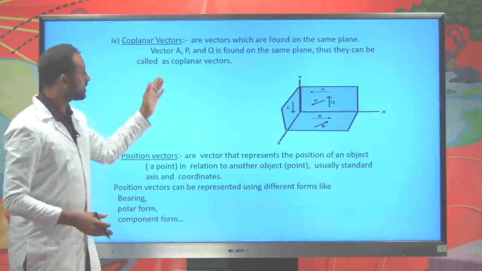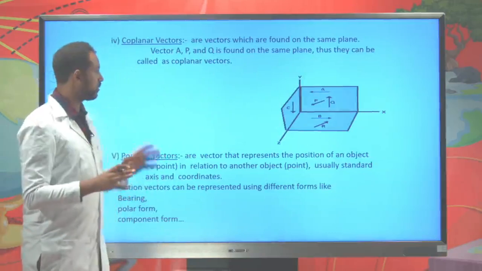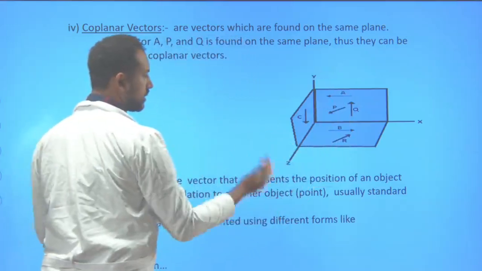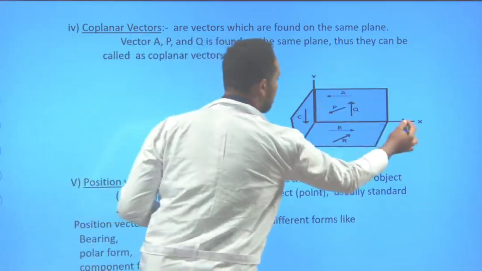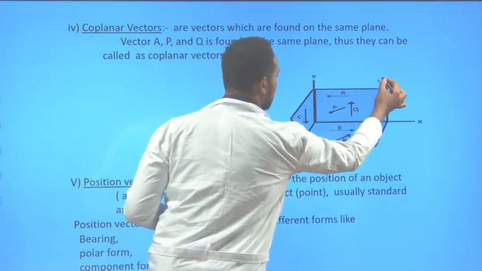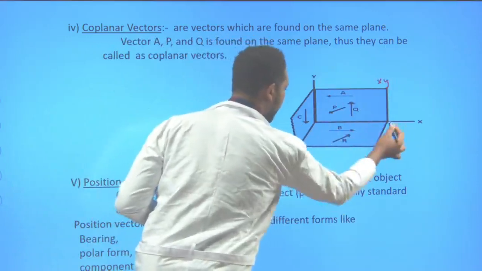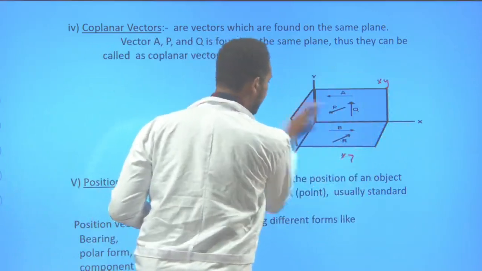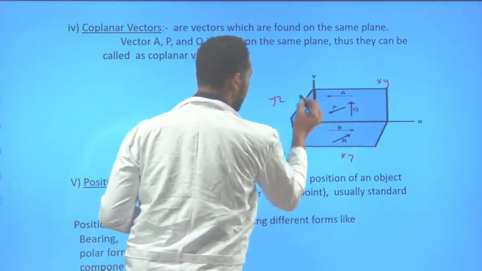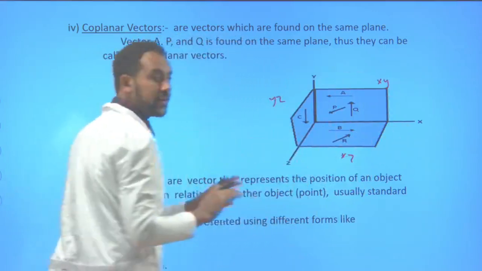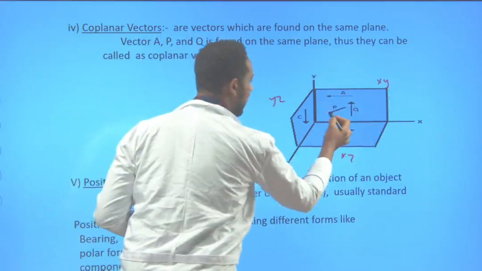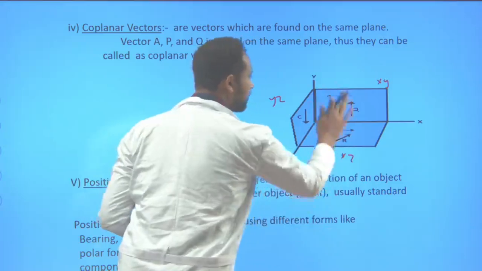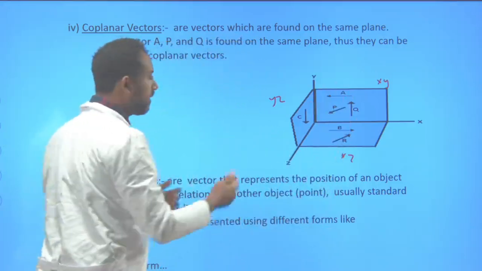Coplanar vectors are vectors which are found on the same plane. Here we have an x, y, z Cartesian coordinate system. On this Cartesian coordinate system, you might have the x, y plane, at the bottom we have the x, z plane, and on this side we have the y, z plane. On each plane we have different vectors. Here you have vectors A, P, Q. All those vectors are found on the xy plane. So those three vectors are said to be coplanar vectors.